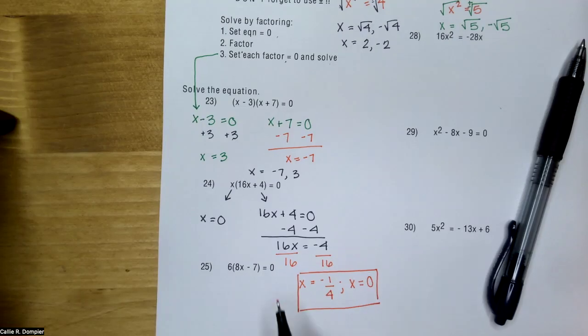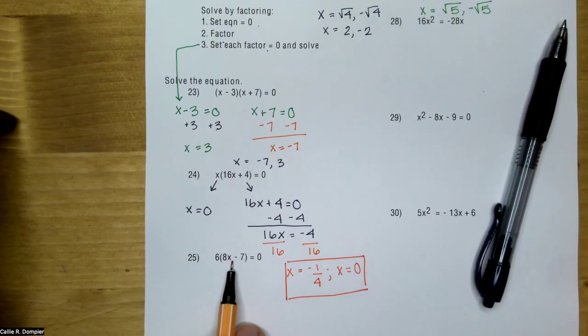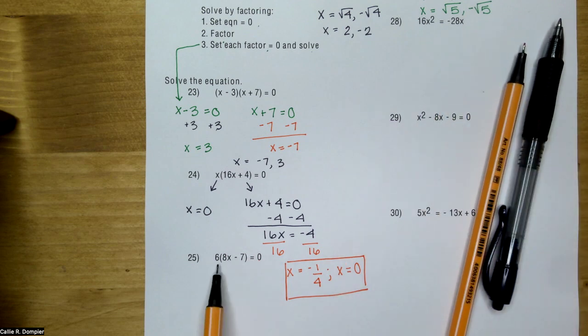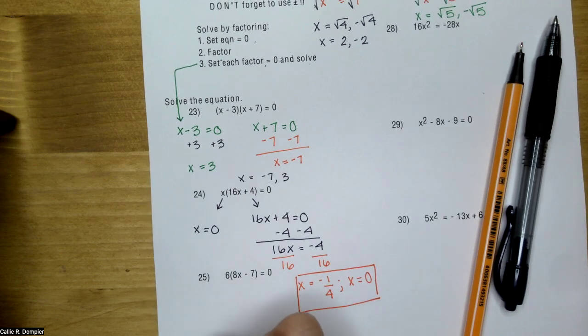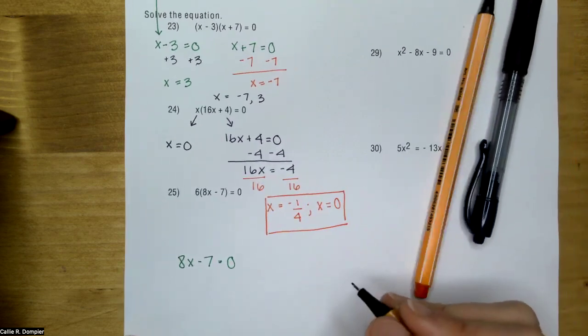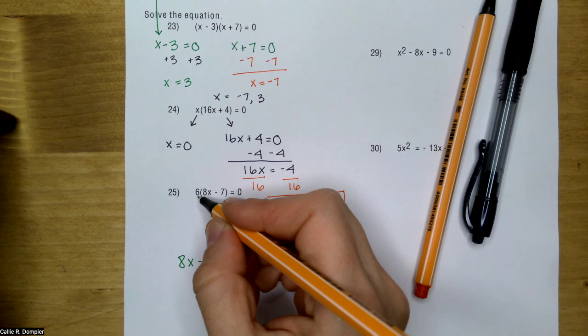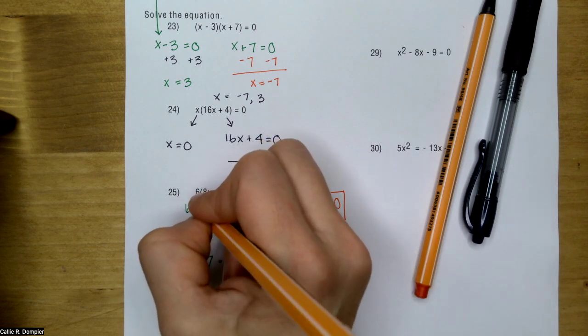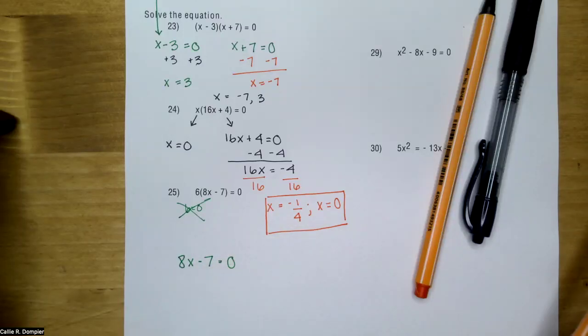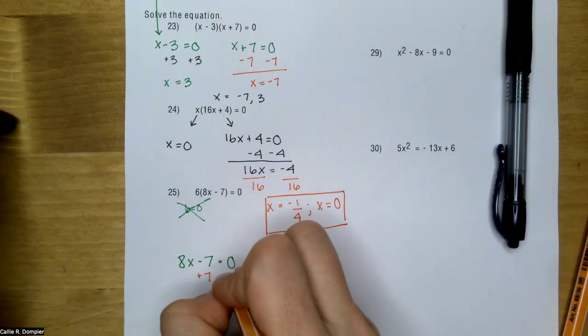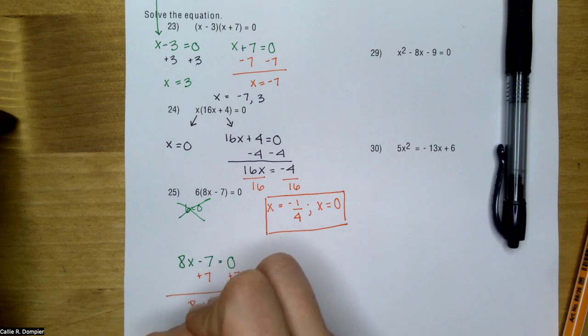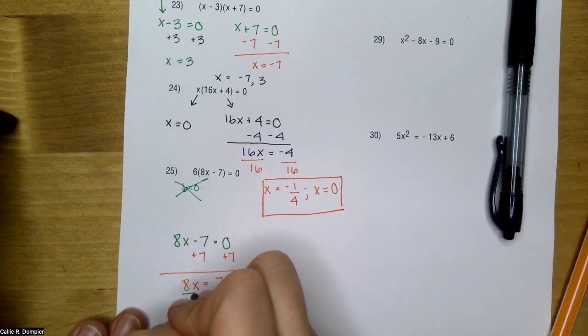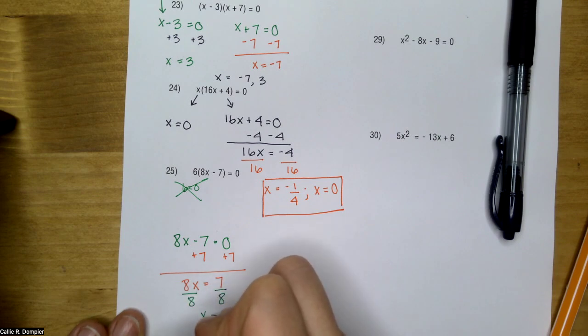Good? All right, here we have 6 times the quantity 8x minus 7 equals 0. This factor does not have an x, so we don't need to set it equal to 0. We just take 8x minus 7 and set that part equal to 0. Take the factor, set it equal to 0. If the factor doesn't have an x, you don't need to set it equal to 0 because 6 doesn't equal 0, so that doesn't help us. Good? All right, we'll just do the opposite. We'll add 7. 8x equals 7. Divide by 8, and we get x equals 7/8.